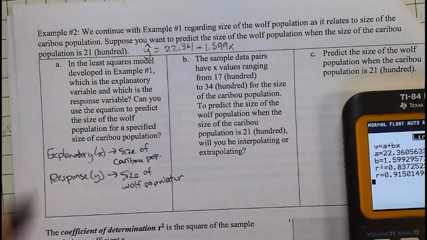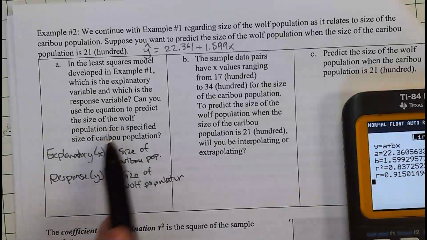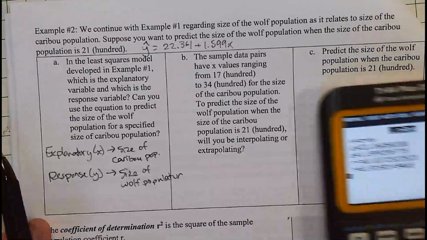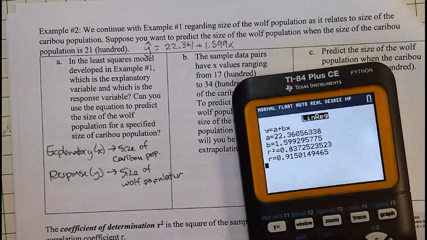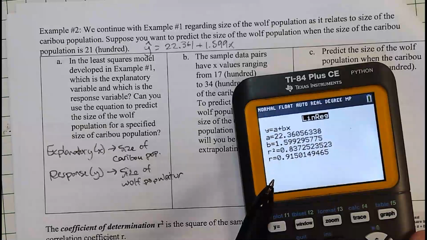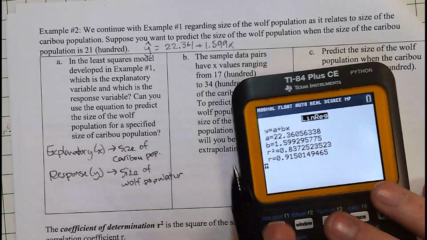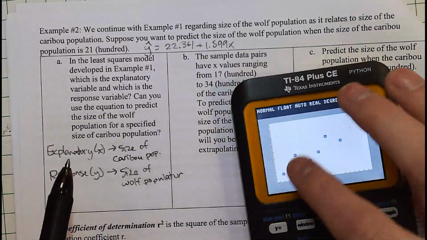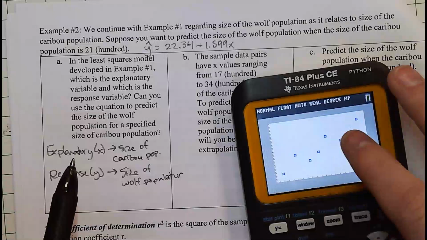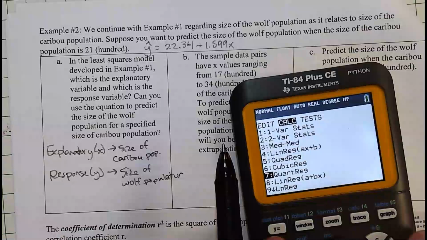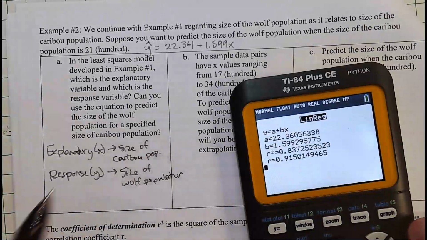Can you use the equation? Yes, we can. Some things that I would say, it's kind of a weird question. Why can we use it? Well, I would look at a couple of things. I'll look at the stat plot. You see they've got a linear relationship. And also, if I run that regression again, the R value is strong. So this appears to be a good equation.